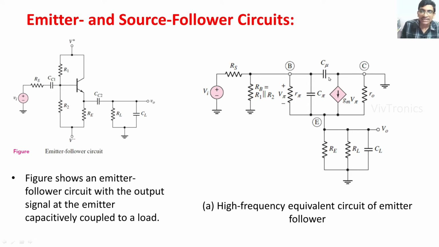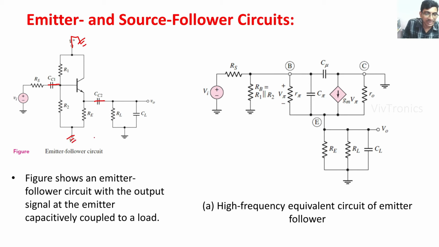And here the equivalent circuit for the transistor Q1 is like this: R pi and C pi at the input side, at the output side gm V pi and small r0, and also there is a voltage source and resistance and capacitance at the input side. While drawing the small signal equivalent circuit, we are going to assume CC1 and CC2 are short circuited and the DC voltage sources are grounded.